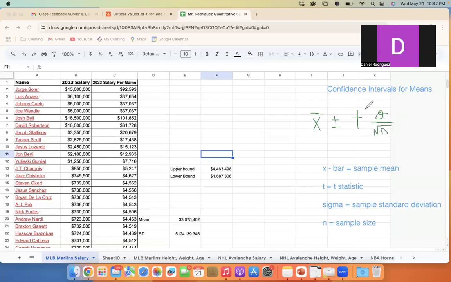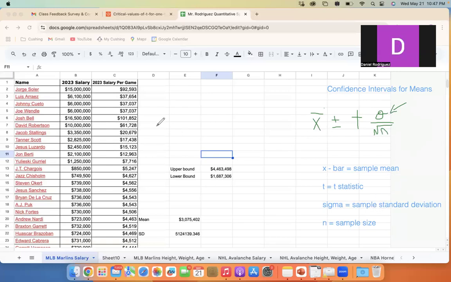In the standard deviation formula for sampling distributions, the sigma up here is typically the standard deviation for the population, but because we do not know the standard deviation of the population, we are going to estimate it by using the standard deviation of our sample. So we're going to use the standard deviation of our sample for sigma.